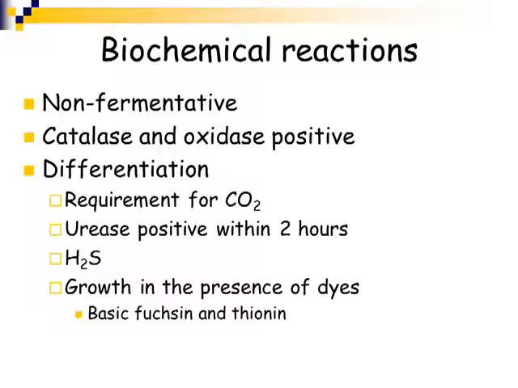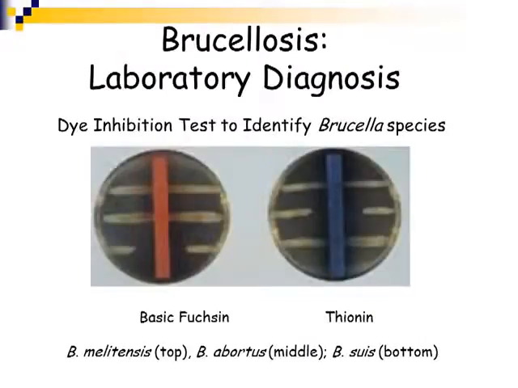there used to be a test where you could put dyes, basic fuchsin and thionin, onto filter paper and lay that across an agar plate that had a lawn of bacteria inoculated, and depending on which dye the organism grew around, you can differentiate the species of Brucella that way.